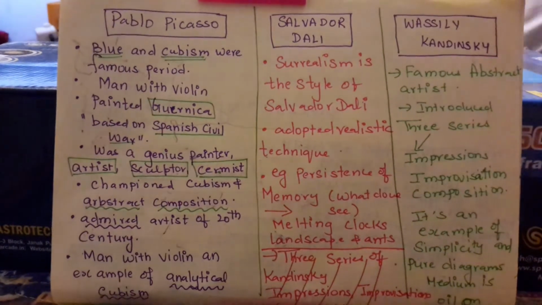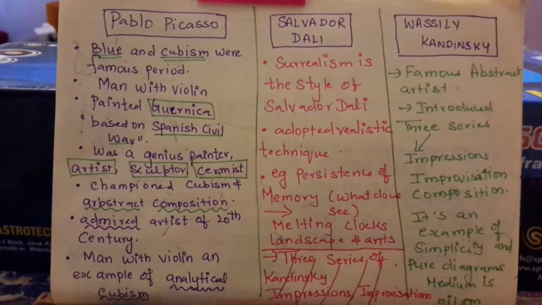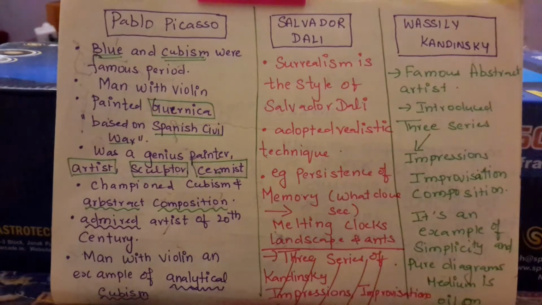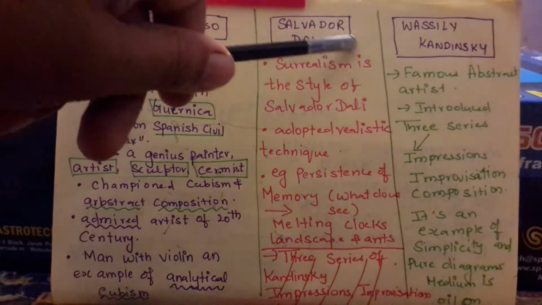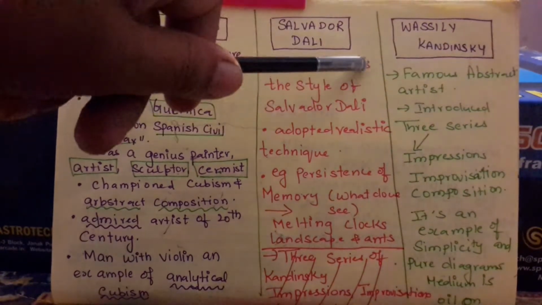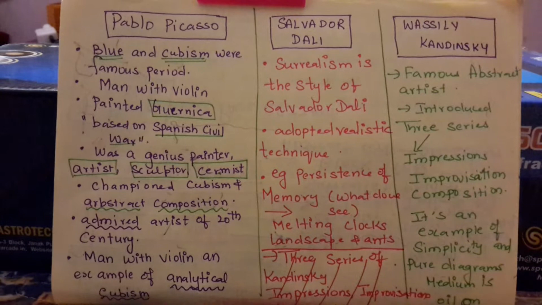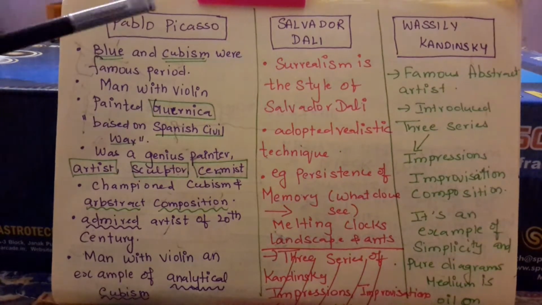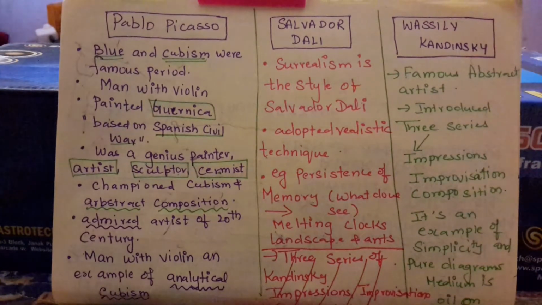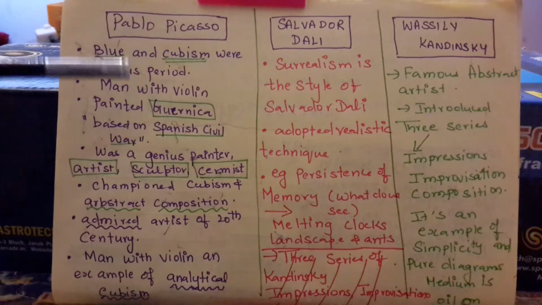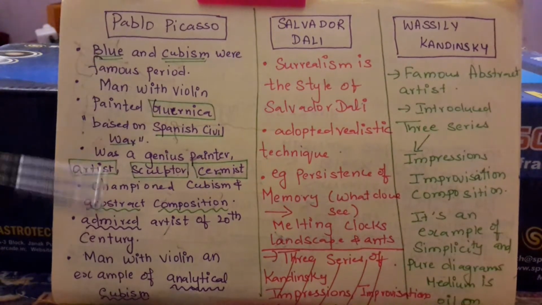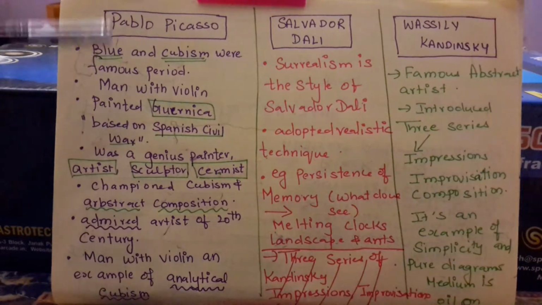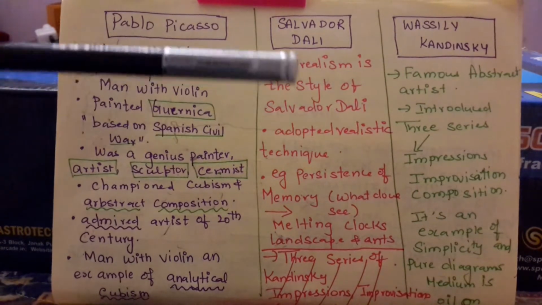Okay, children. So, in this lesson, we will have the three artists, Pablo Picasso, Salvador Dali, and Vasily Kandinsky. Now, each of these artists had their own technique and medium, and they were inspired with either Cubism, Surrealism, or abstract art.